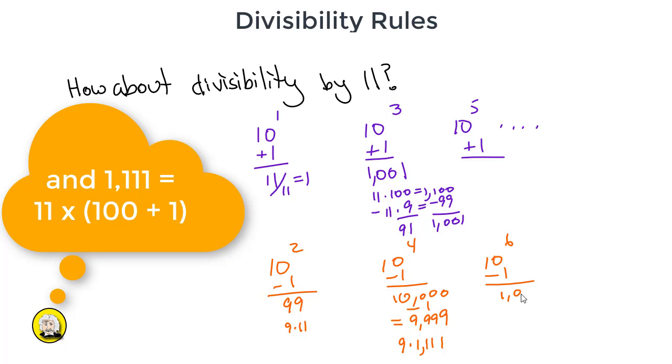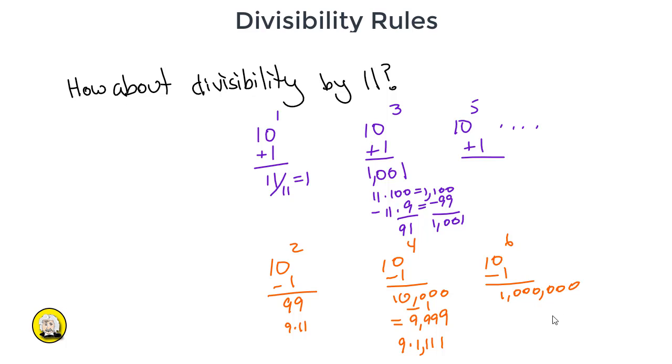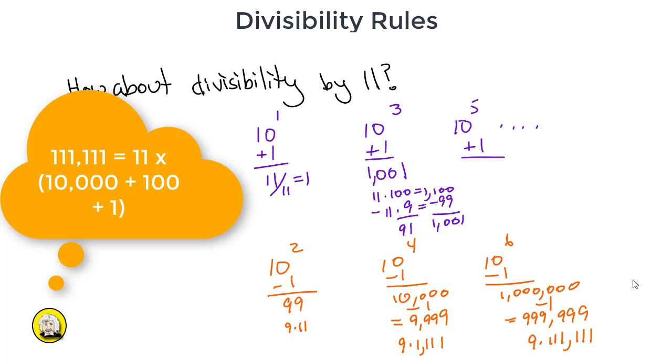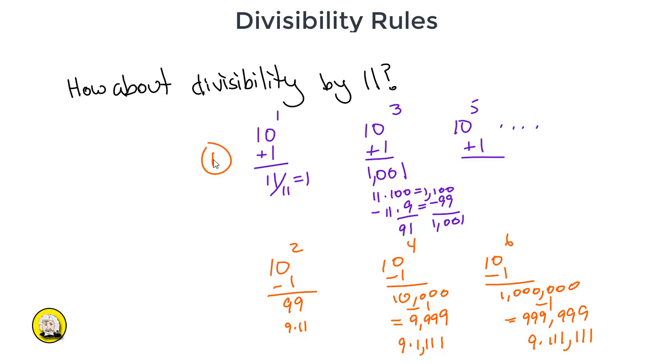10 to the 6th is 1,000,000, minus 1 gives us 999,999, and you can see a pattern developing. We have even numbers of 9s, therefore we know it's divisible. In this case, it's 111,111. So in these cases of odd exponents of 10 plus 1, all numbers are divisible by 11.